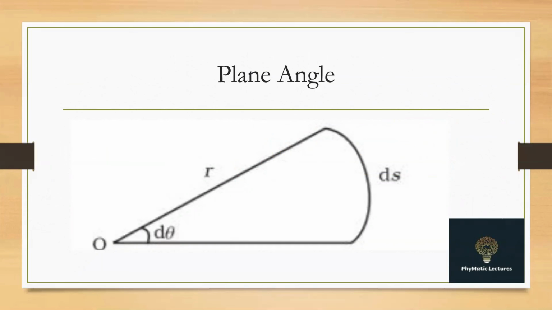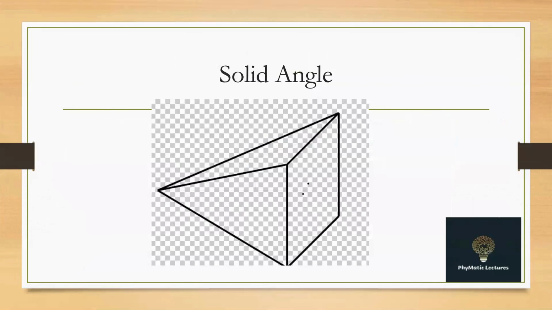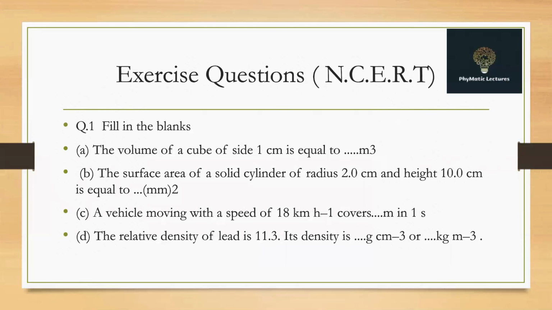So this is a figure showing the plane angle. Then this is the lying down square pyramid, right? So the angle is made inside this apex. So that is solid angle. What is the unit for that? That is steradian. I hope you got it. So that is known as steradian.